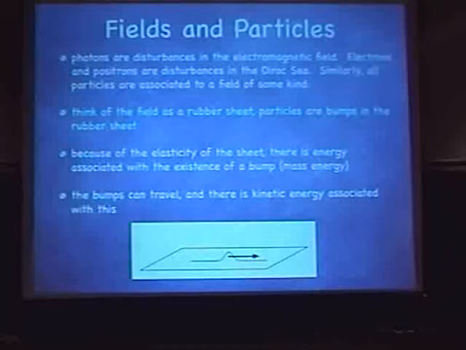A good analogy to think of when you're doing this is to think of the field as a rubber sheet that's stretched taut. You can perturb it a little bit, and if you create a little disturbance, then that ripple can travel along the rubber sheet. It can disperse and it can interact. And because of the elasticity of the sheet, there's energy associated with such a disturbance. Its natural resting place is completely flat, but if you give it a little bit of energy, it can come off that completely flat and have a little ripple in it.